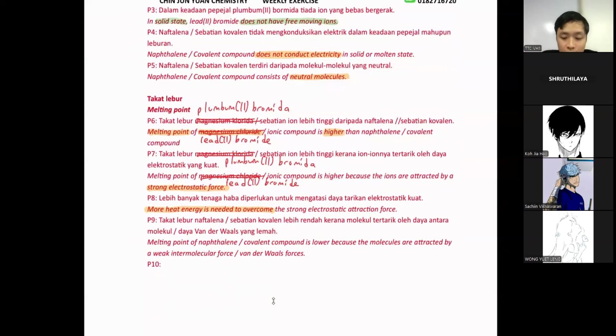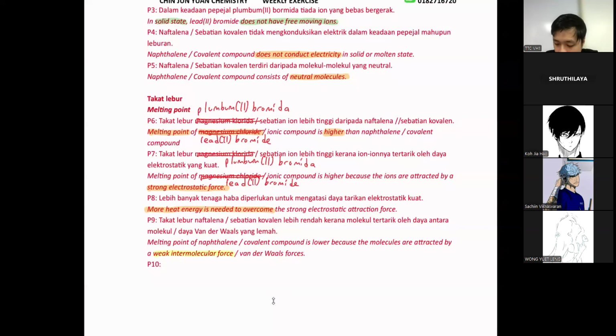Number 9. Talk about the naphthalene. Why is the melting point low for naphthalene? Because the molecules are attracted by weak van der Waals forces, or you can say weak intermolecular forces. Okay, same. Melting point of naphthalene is lower because the molecules are attracted by weak van der Waals attraction.